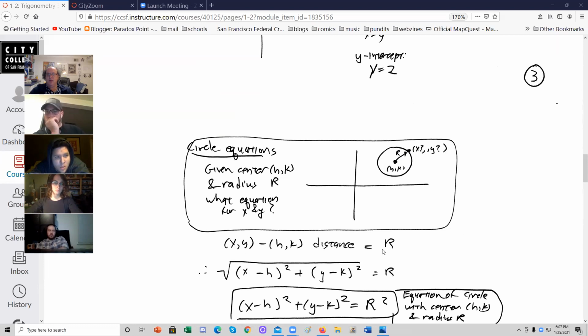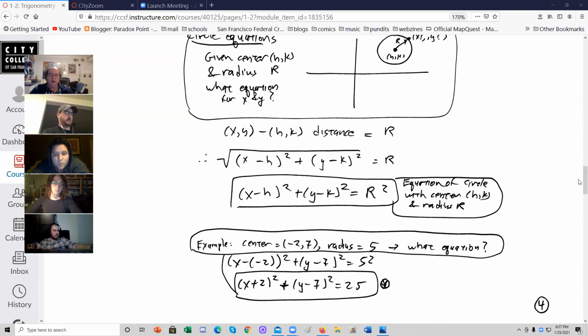Well, x by y is at a distance r from h by k. So the distance between x, y and h, k is r. The distance is the square root of the sum of squares of differences: x minus h squared plus y minus k squared, all square root, equals r. Then squaring both sides, we get this equation: x minus h all squared plus y minus k all squared equals r squared. That is the equation of a circle with center h by k and radius r.